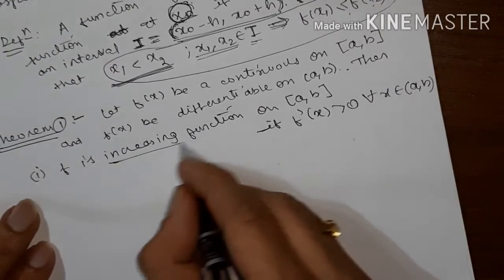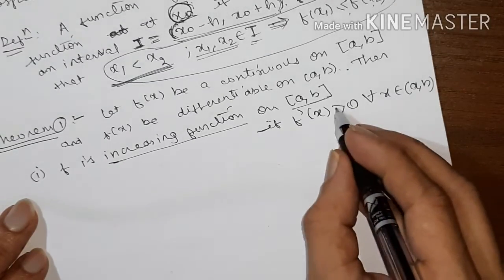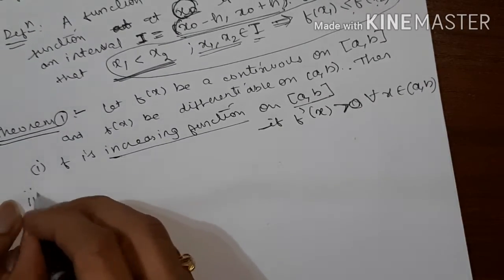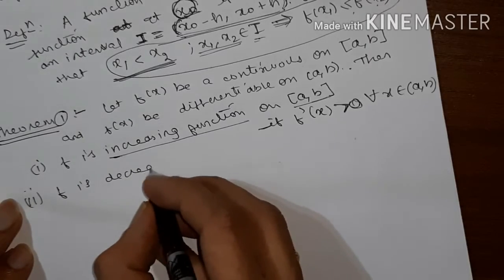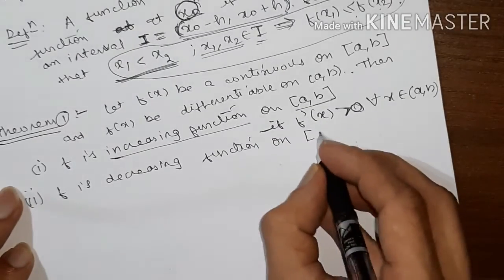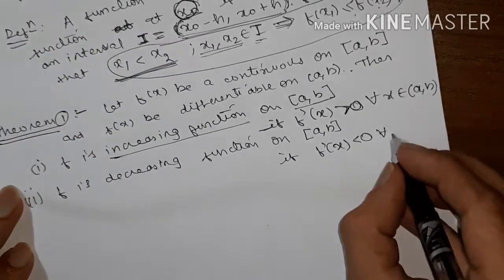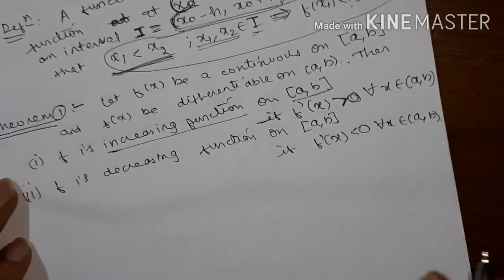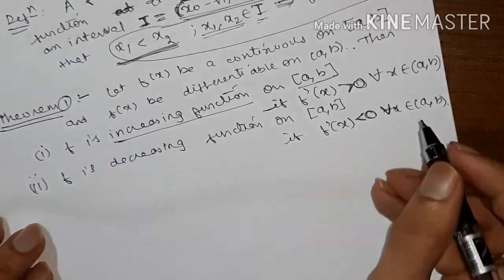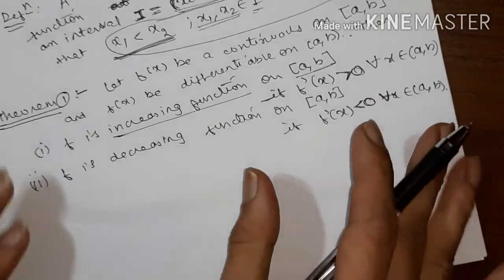We are talking about an increasing function on this interval. So it is an increasing function when f prime of x is greater than 0 for all x belonging to the open interval a comma b. Now, f is a decreasing function on the closed interval a comma b if f prime of x is less than 0 for all x belonging to the open interval a comma b. So if f prime of x is less than 0 for all x in the open interval a comma b, then we say that f is a decreasing function.